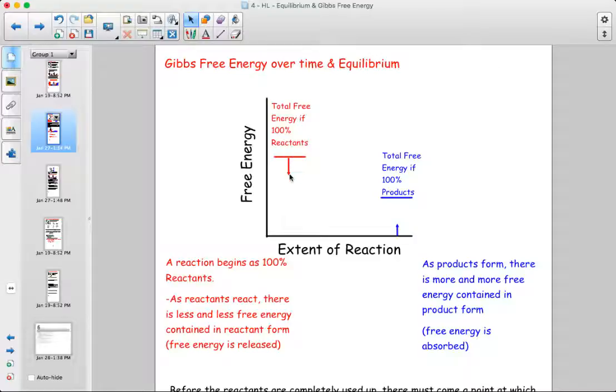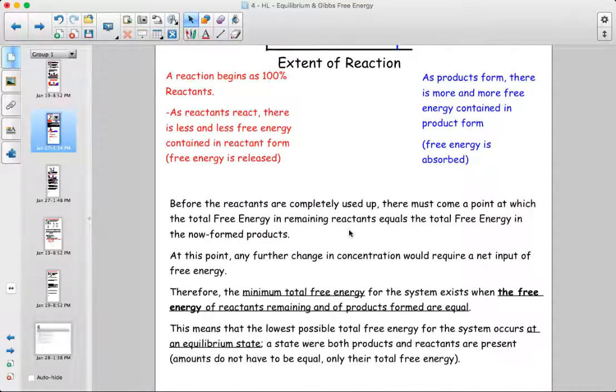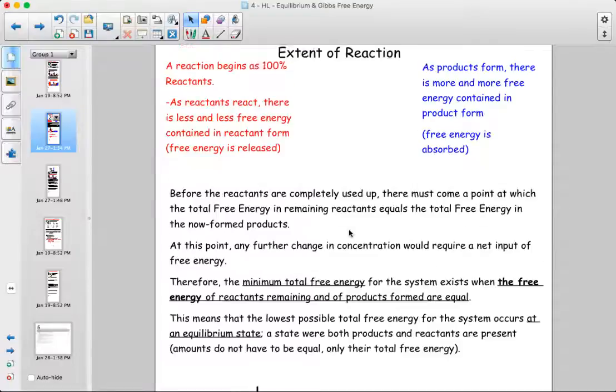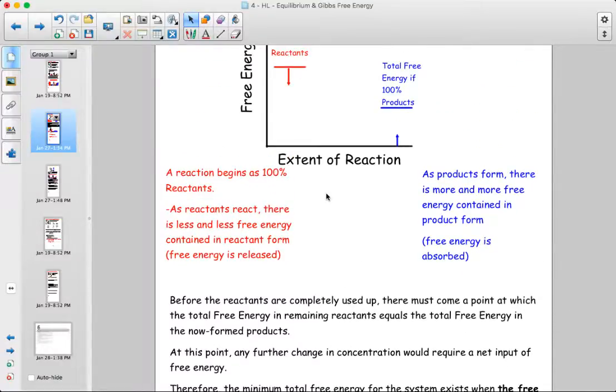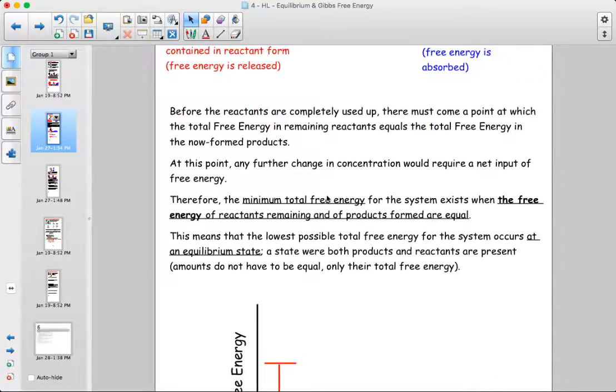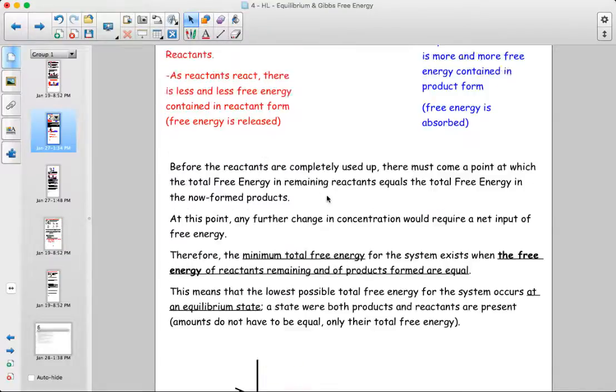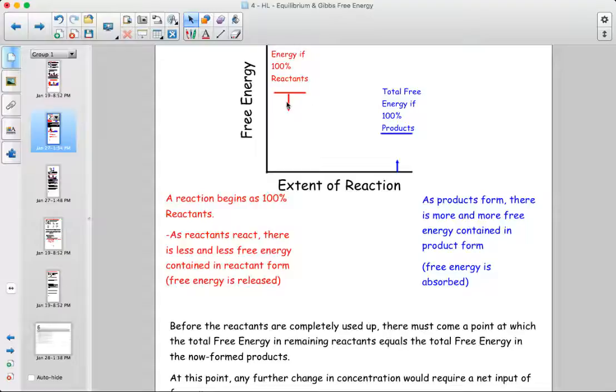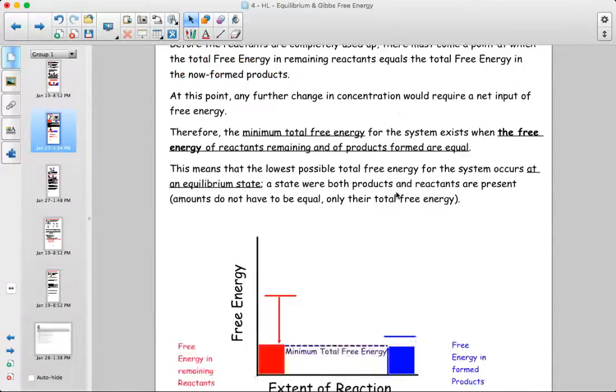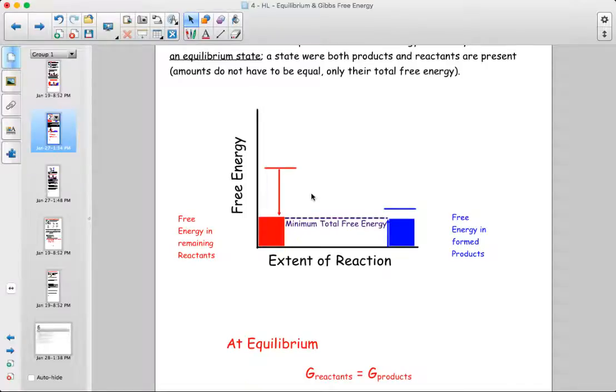But for every amount of energy that is lost, some energy is also then stored back up in the products. And so there's always going to come a point in any reaction, before you get to 100% product, where the total energy of the reactants that still haven't reacted is going to be equal to the amount of energy in the now formed products. And I've tried to represent that with this diagram here.